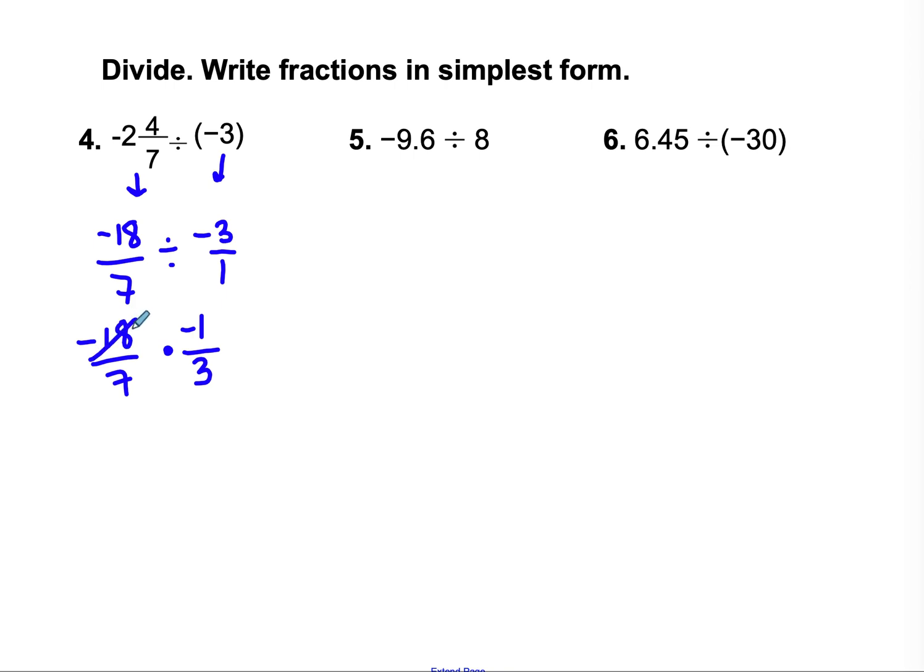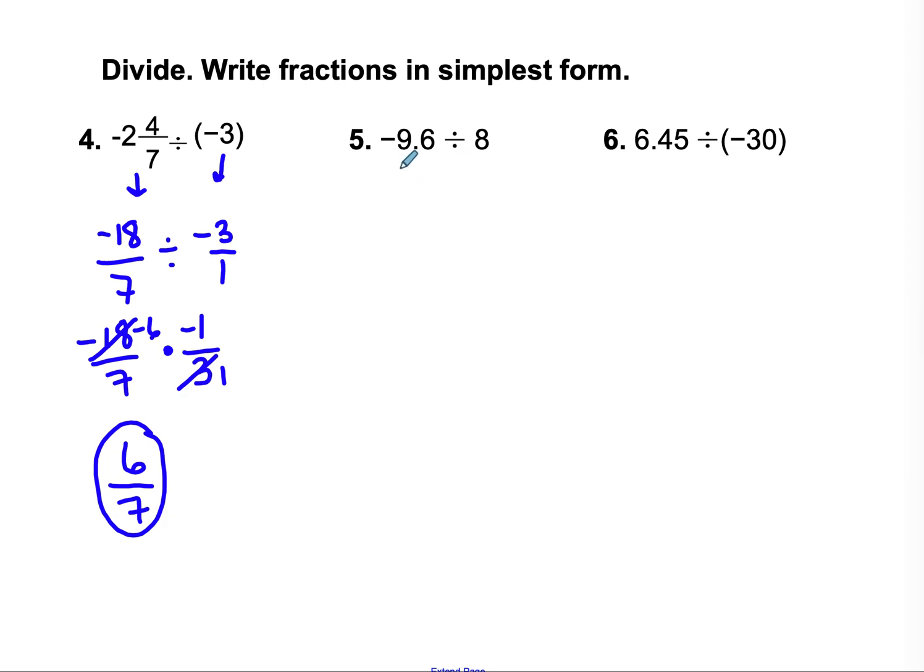Negative 18 divided by 3 is negative 6. 3 divided by 3 is 1. Negative 6 times negative 1 is positive 6. Same sign, answer is positive for multiplication and division. 7 times 1 is 7. So a positive 6/7 is my answer.